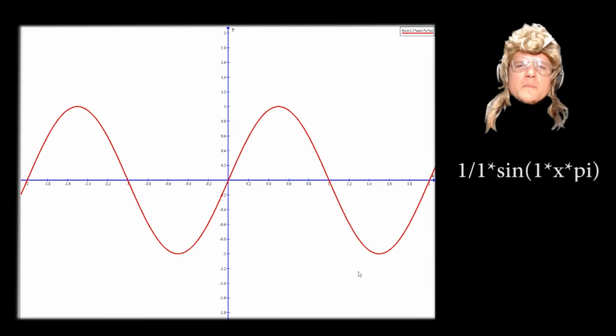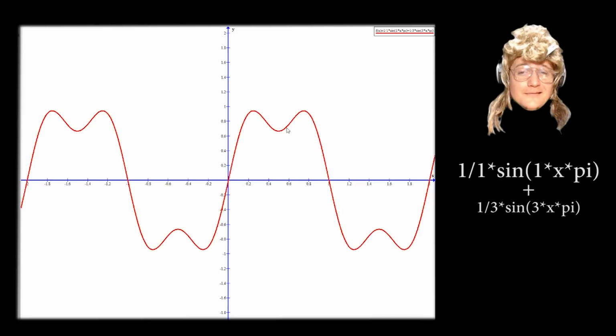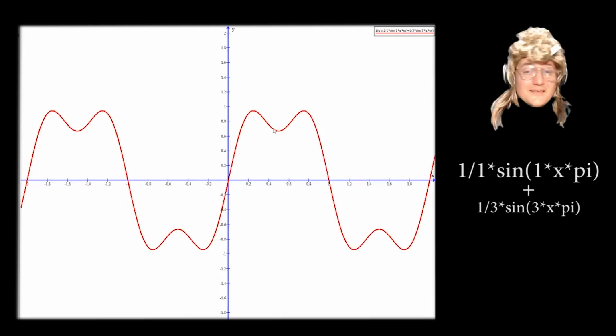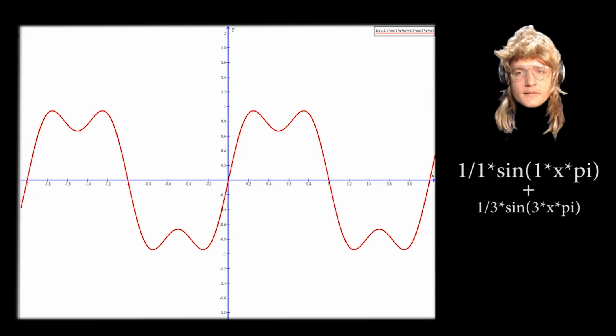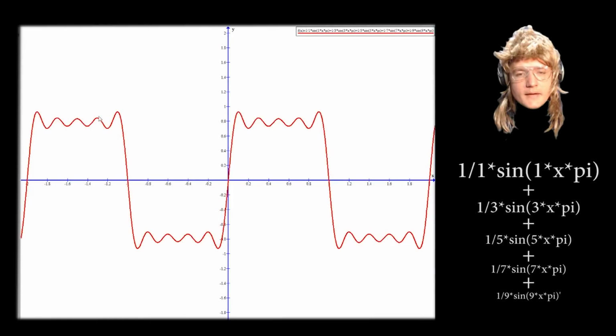But this time, I'll add the first harmonic to the equation of the fundamental. Look at this. That's how it adds. You see that? And as you can see, it's starting to already very quickly look more like a square. Let's just add the second harmonic here, and third, and fourth. And the wave begins to take the form of a square.